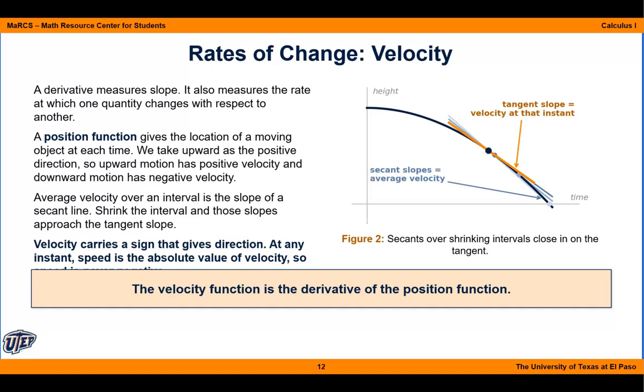For vertical motion, we define upward as the positive direction and downward as the negative direction. Therefore, positive velocity indicates upward motion, while negative velocity indicates downward motion. Velocity includes direction. Speed does not. Speed equals the absolute value of velocity, so speed is never negative.